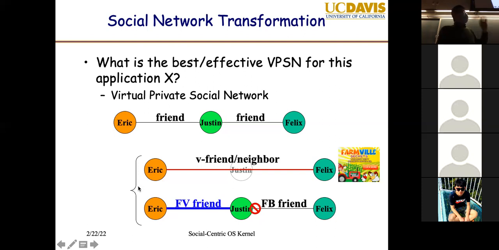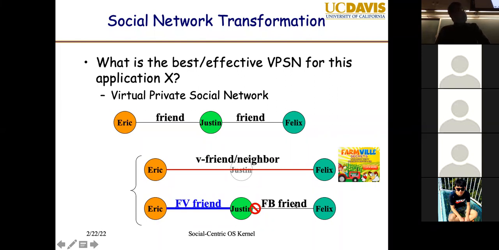Okay, that's one type of transformation. We have two types of transformation. One is what we call removing the relationship. The other is called virtual, which means you use a path to replace it with one virtual friendship, or just like a vNode kind of situation.